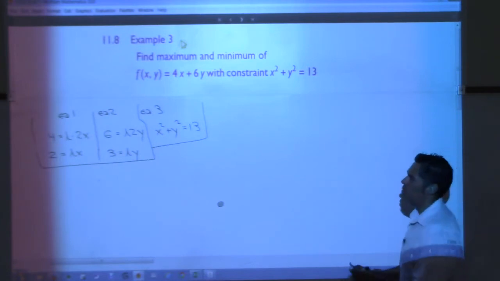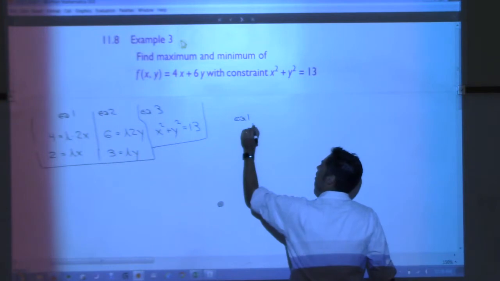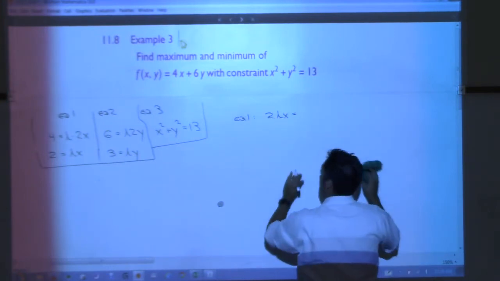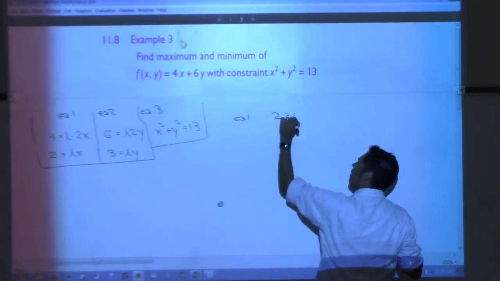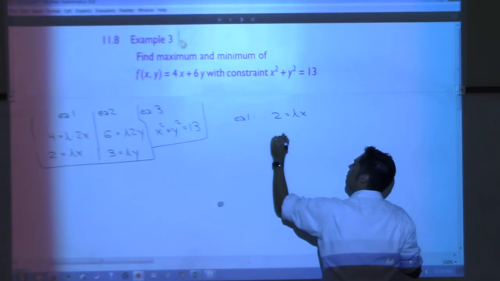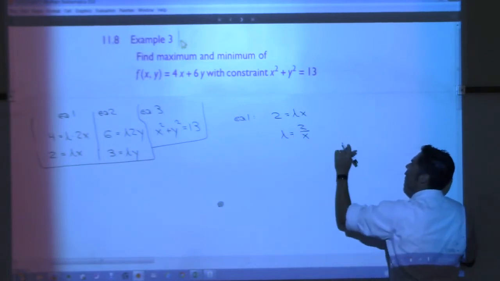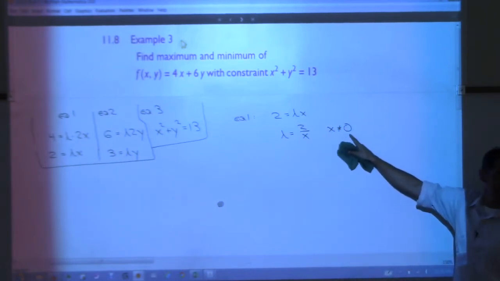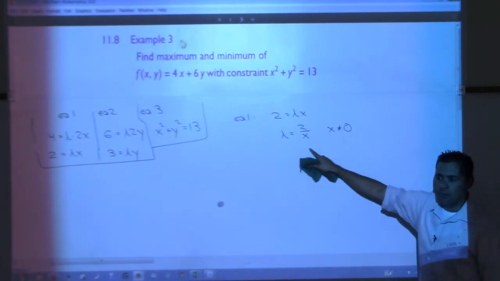If you take the first equation, equation 1, 2 equals lambda x. If I solve for lambda, lambda would be 2 over x, but what did we just have to make sure? x can't be 0. Let's not forget about that, because we do have to then go back and look at what happens if x is 0. All right, so I'm okay with that.